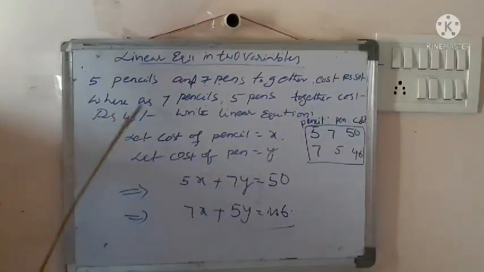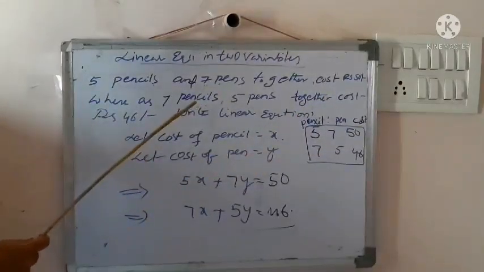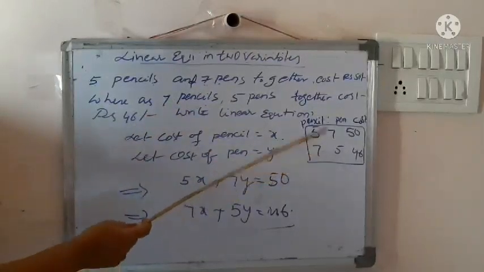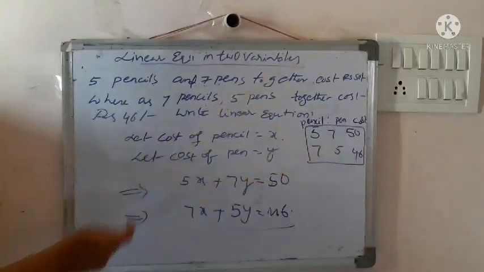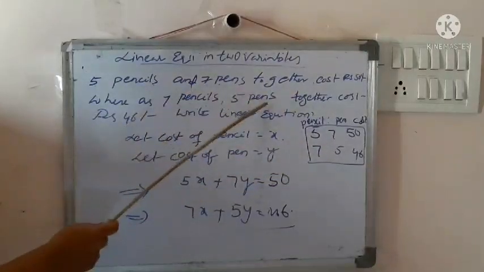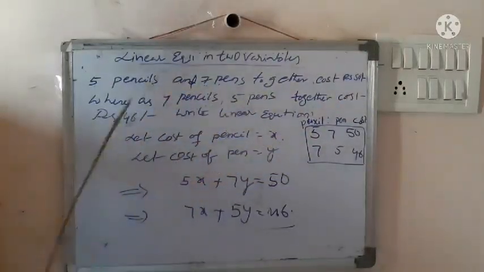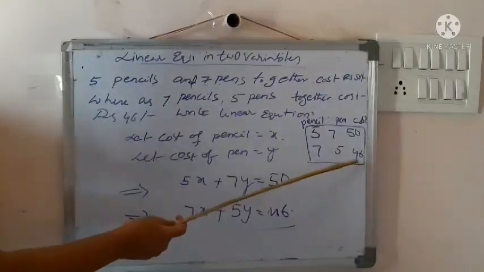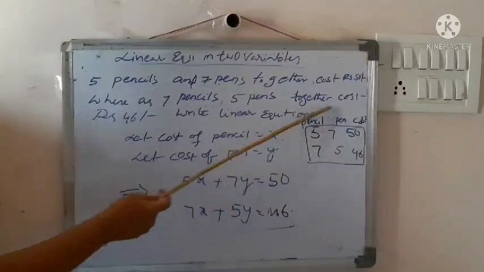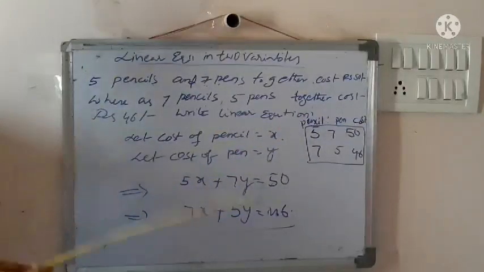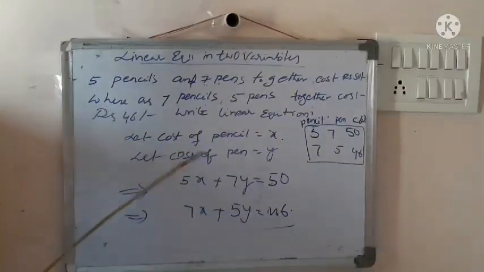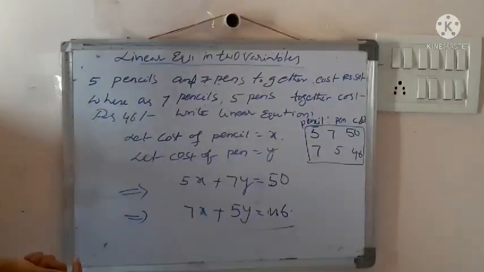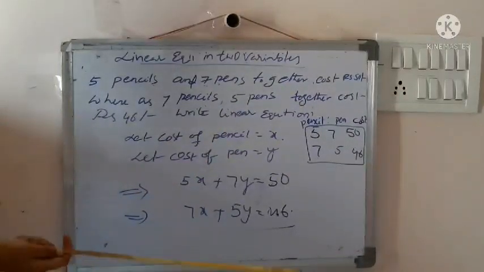And now, the second one: how many pencils are given? 7. How many pens are given? 5 pens. How much cost together? 46. Okay. First problem. Let the cost of one pencil equal x. Let the cost of one pen equal y. You can write easily in the form of linear equations.